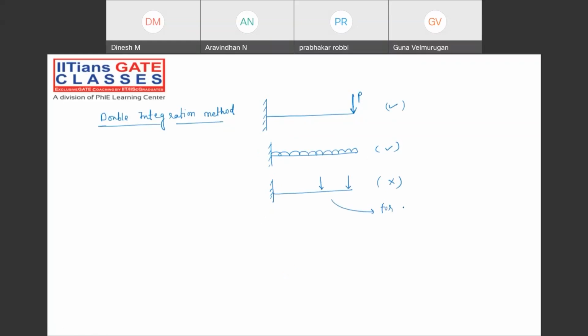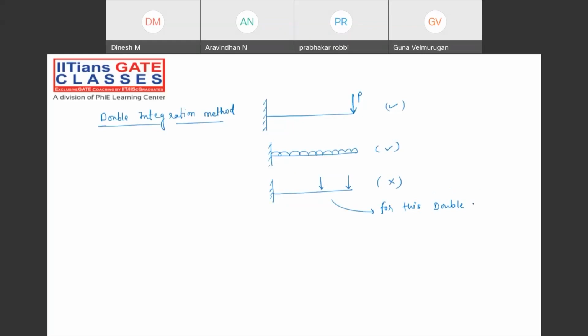For this, knowing the method is not important. Knowing when to apply the method, that is very, very important, right? This conclusion, if you want to reach, you need to solve the textbook. You need to invest at least 20 days of your preparation. Then you will come to the conclusions, right? So here comes the importance of the classes.